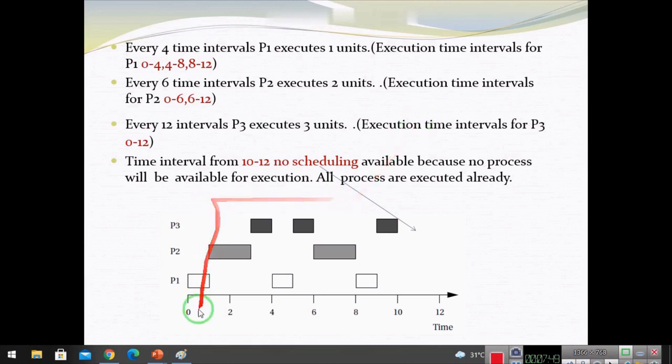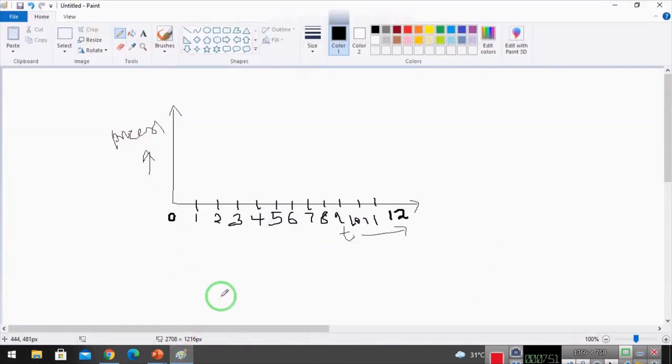Okay, so if we take the same thing here, on the x-axis I can have the time period, because each and every process has a respective execution time period also, and on the y-axis I can have the processes. So we can have 3 different processes, P1, then P2 as well as P3, and their execution times will be different.